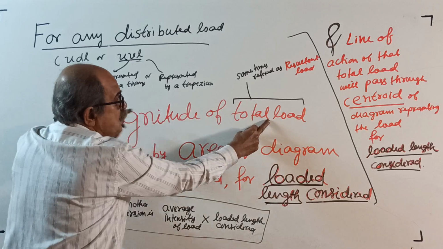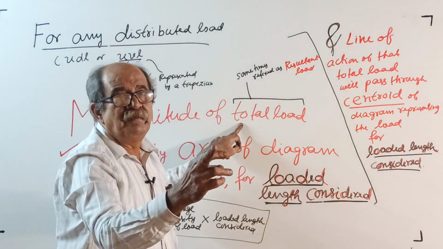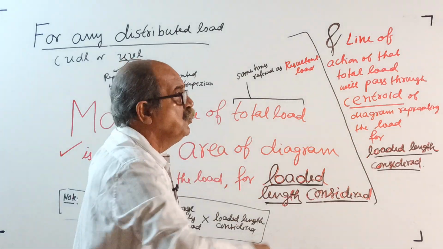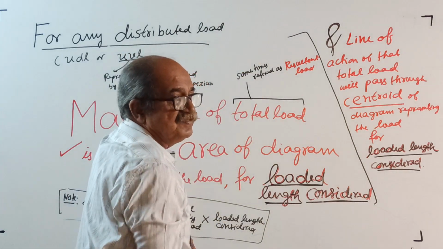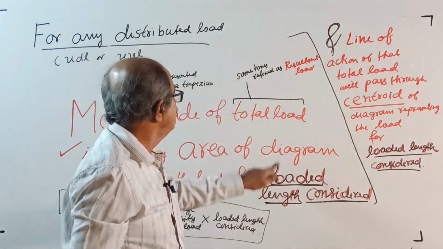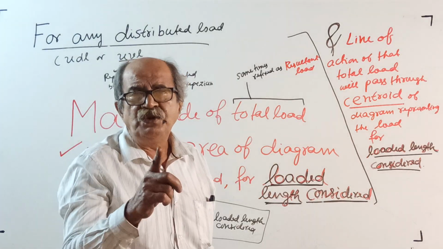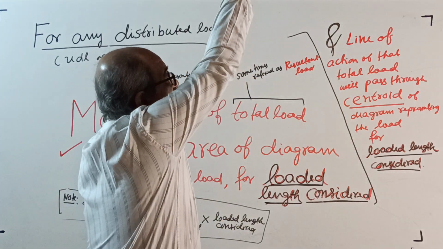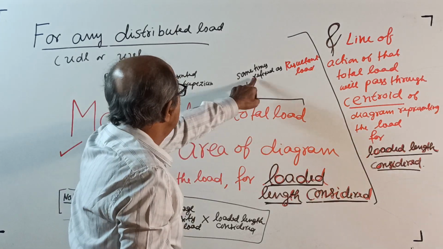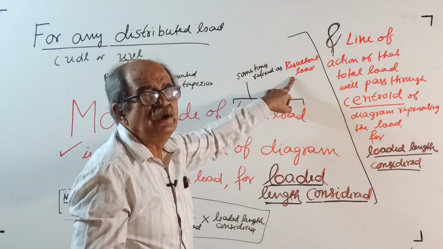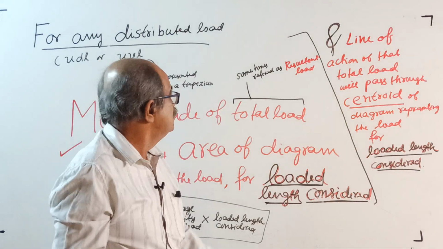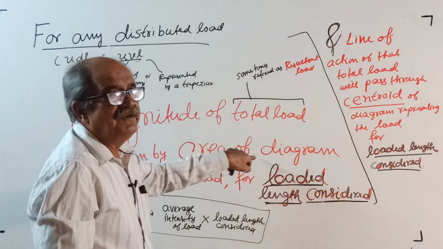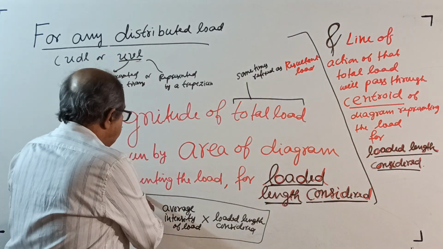magnitude of total load. Again remember, when you say total load, your hand has to move like this. If I tell you repeatedly, you are right. The moment you write total load, it is equivalent to a point load. Some people refer to it as resultant load, but I will call it total load. Total load is given by the area of the diagram representing the load.